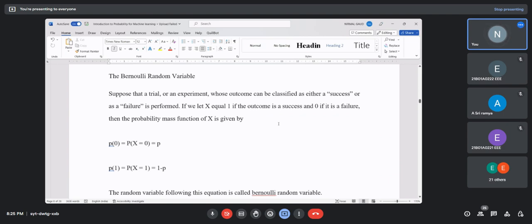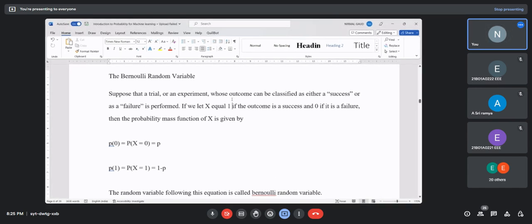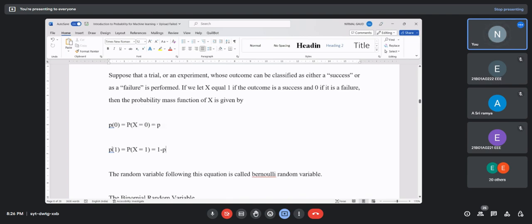Fine. Bernoulli random variable. Let us consider this. Suppose that a trial or an experiment happens, and the outcome is classified as either success or failure. You are performing some experiment, and the result you got is either true or false, success or fail. We let X equal 1 if the outcome is a success, and X equal 0 for failure. Then the probability mass function is defined like this: P(X=0) equals 1 minus p, and P(X=1) equals p.